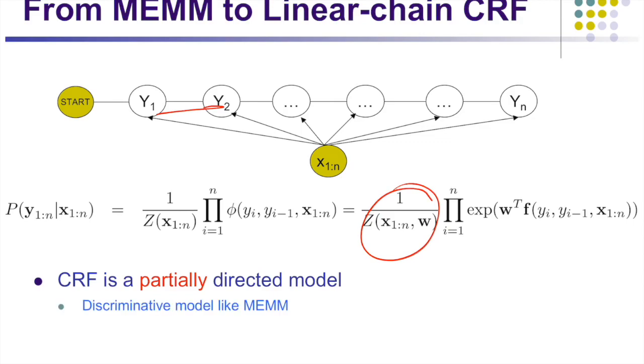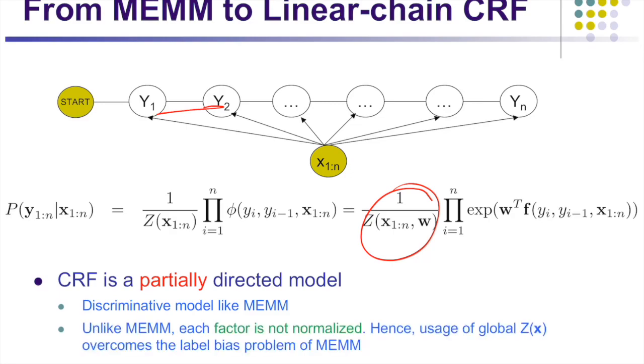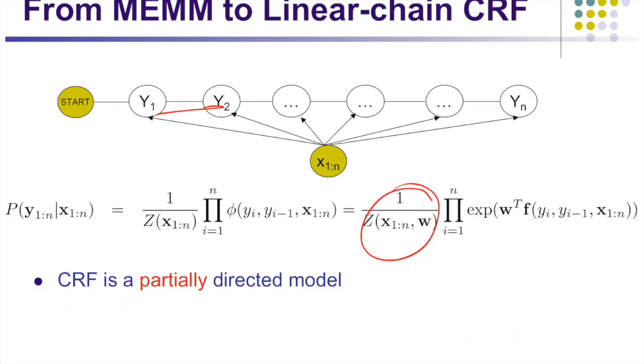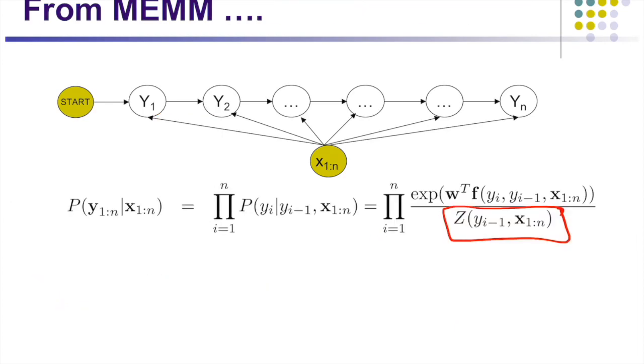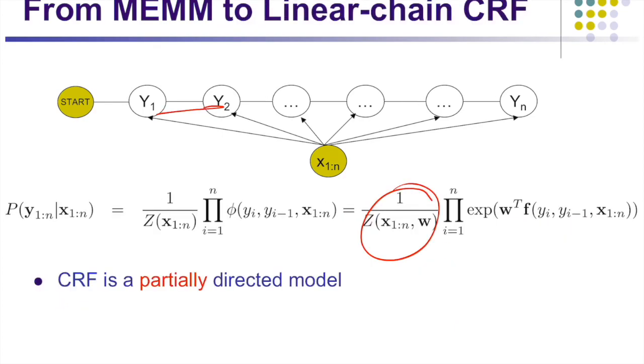So similar to MEM, CRF is also a discriminative model. It does not model X. It's just a better model for the joint distribution. And the other difference that I told you is that the factors are not normalized. So this normalization goes outside.